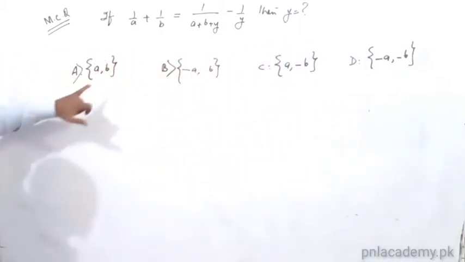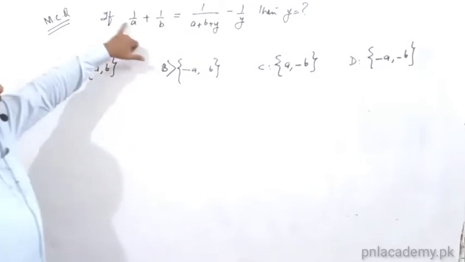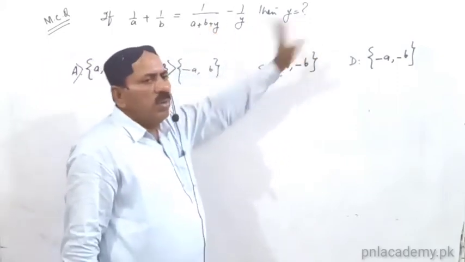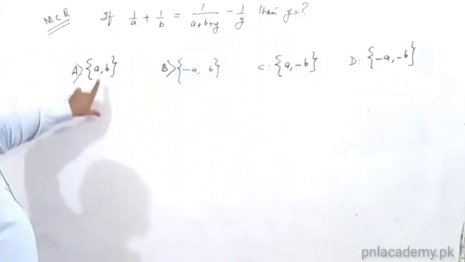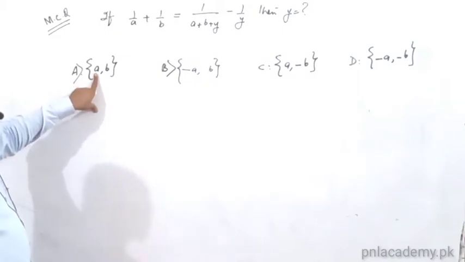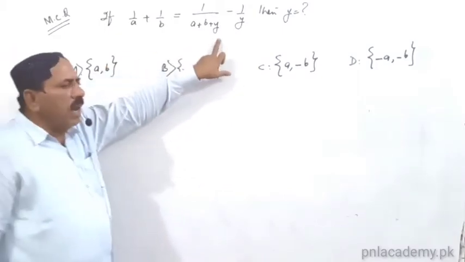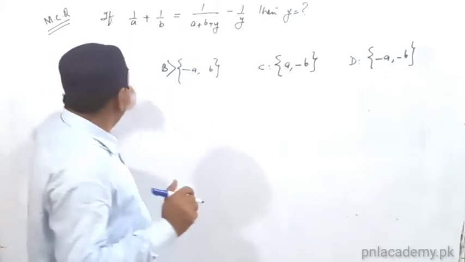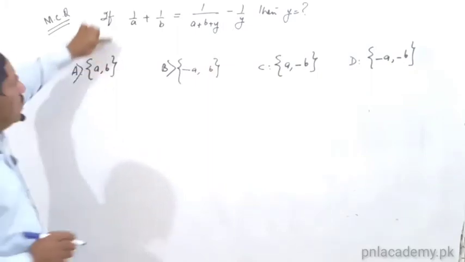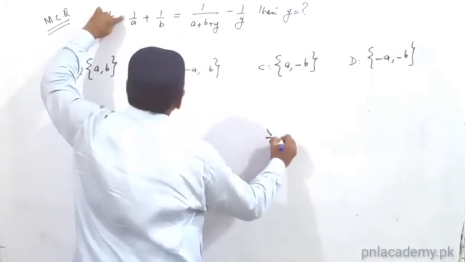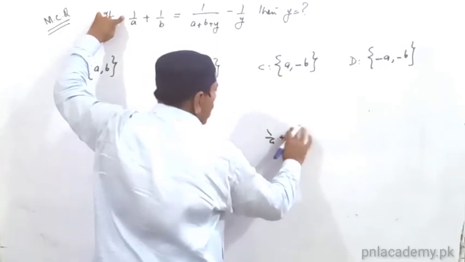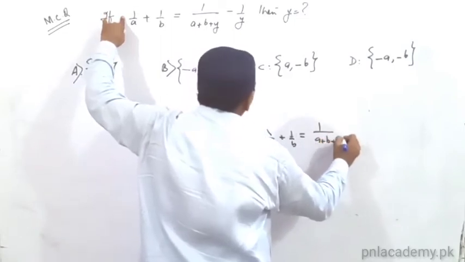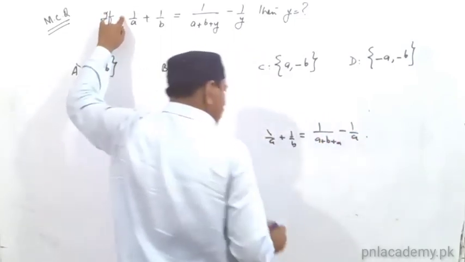So if 1 upon a plus 1 upon b is equal to 1 upon a plus b plus y minus 1 upon y, then what should be the value of y? Suppose the value of y is a. Where y is involved, we substitute the value of y as a. Suppose a is correct. So this will be 1 upon a plus 1 upon b is equal to 1 upon a plus b plus a minus 1 upon a.